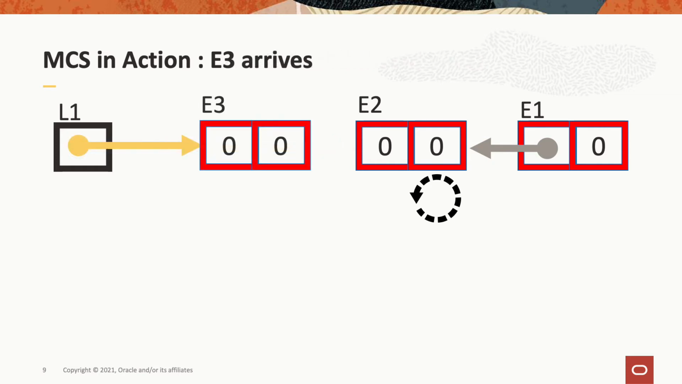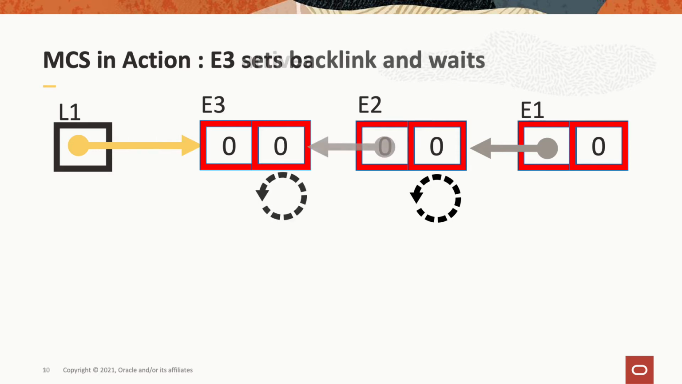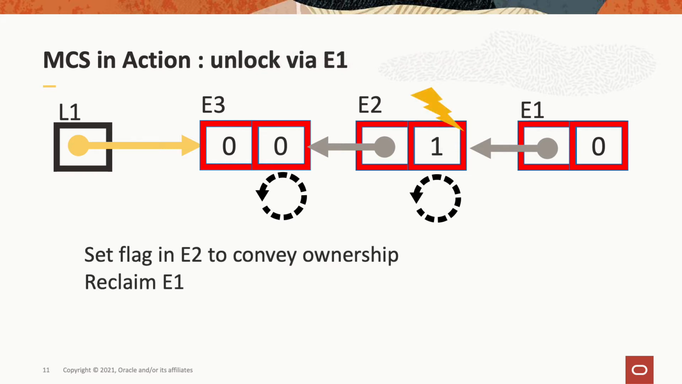Then another thread arrives and posts the queue element E3 to the tail of the queue. In this case, the return value from the swap operation is E2. The thread that appended E3 then updates E2's backlink to point to E3 and then proceeds to busy wait on the flag inside E3. The current owner is the thread that posted E1. That thread then proceeds to unlock L1.